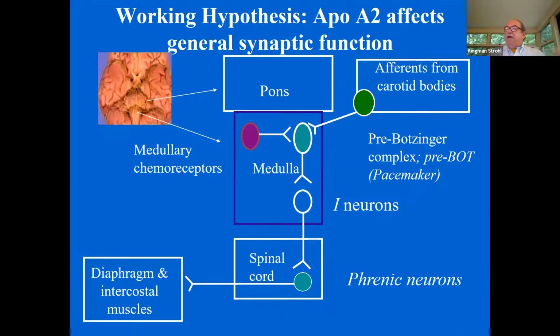So the working hypothesis is APOA2 affects general synaptic function. In the periphery, where it had been looked at, it's made in the liver, and it helps traffic your cholesterol. But it turns out this APOA2 probably works on cholesterol in the brain.